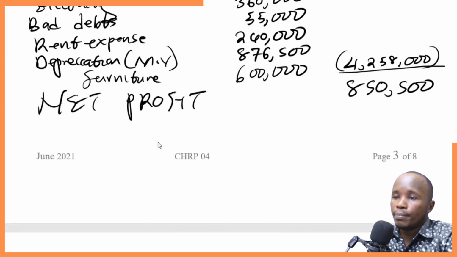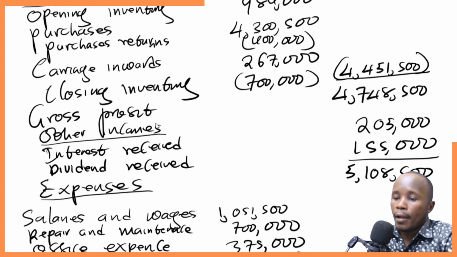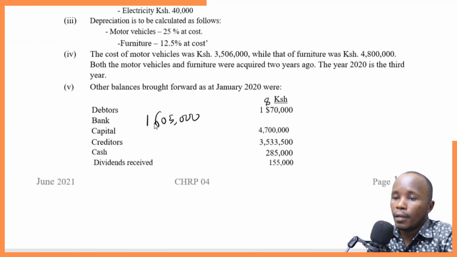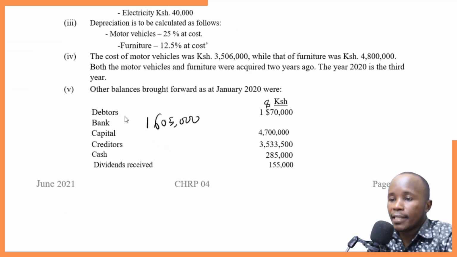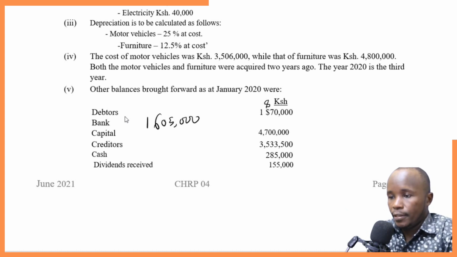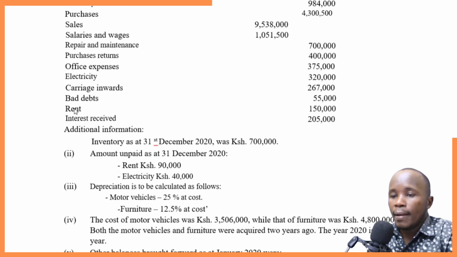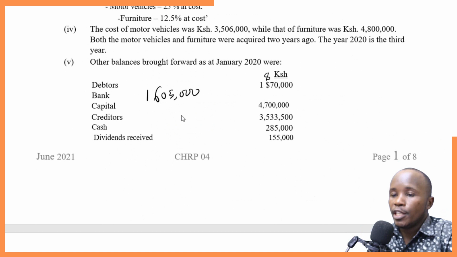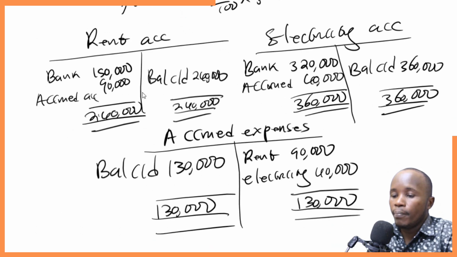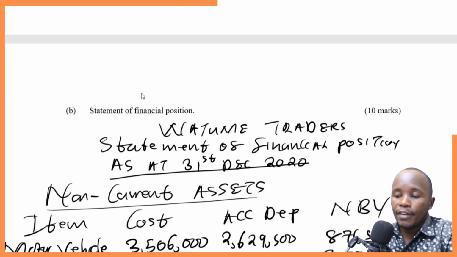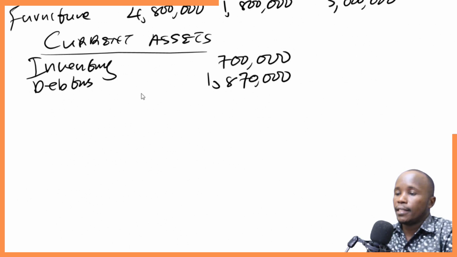1,870,000. I want to look at this point clearly here. If you look at this information, you are told other balances brought forward as at January. This January, you had debtors of 1.8 million, but in the course of the year, you incurred bad debts of 55,000. This one should reduce your debtors. So you come here and make an adjustment of bad debts, 55,000.